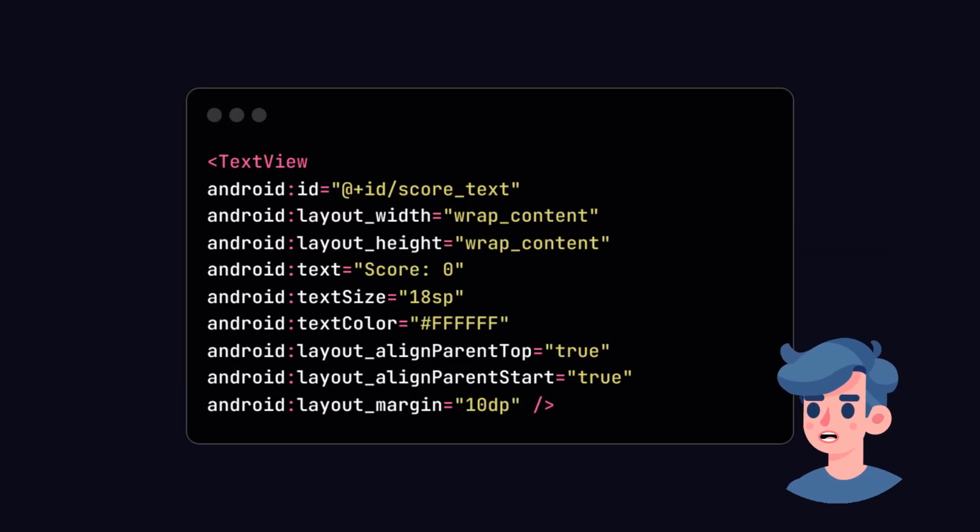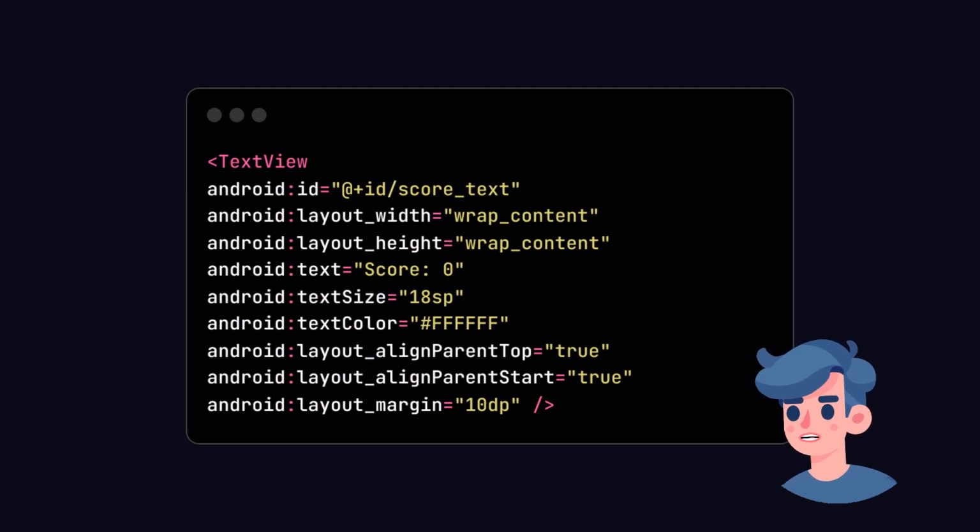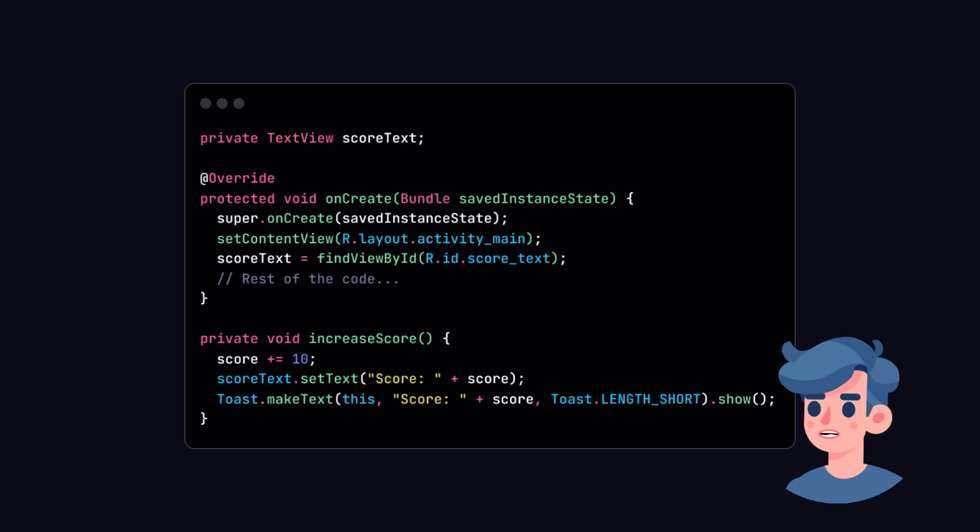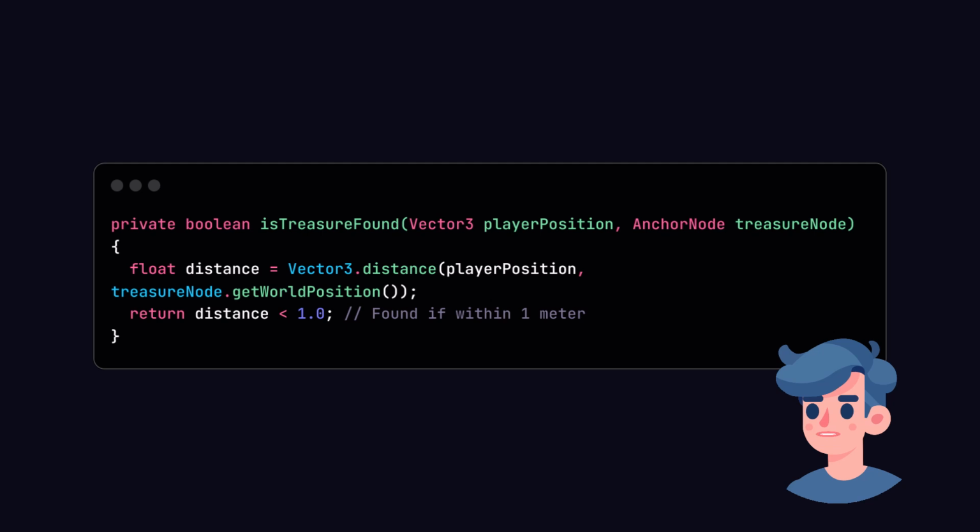Now, let's enhance our game by adding a UI where players can see their score. We will use a simple TextView element to display the score. In our main activity, we will bind the TextView and update it whenever the score changes. We now have a functional scoring system.